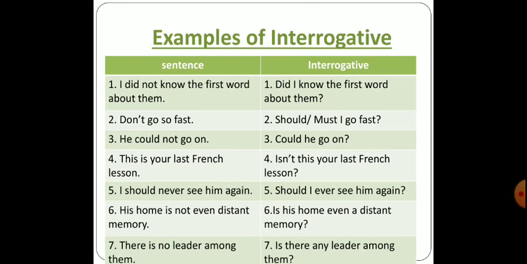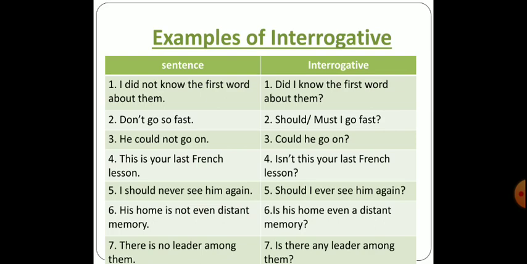See how slight and minute changes are only done over here. You can see that in the first sentence, the sentence is negative because not is used. So when we change this into interrogative, it will be positive. The second one is, don't go so fast. So the interrogative for the sentence would be, should I go fast or must I go fast? Either of one you can use over here.